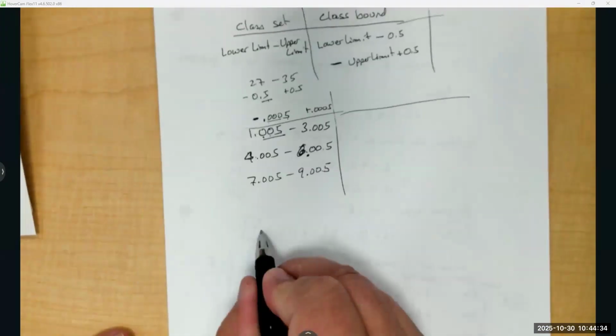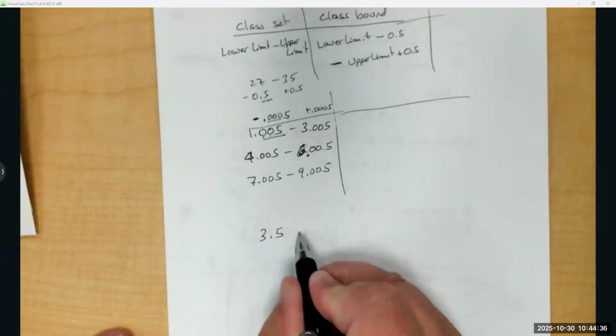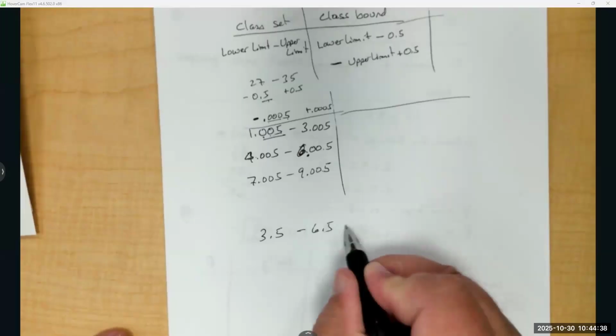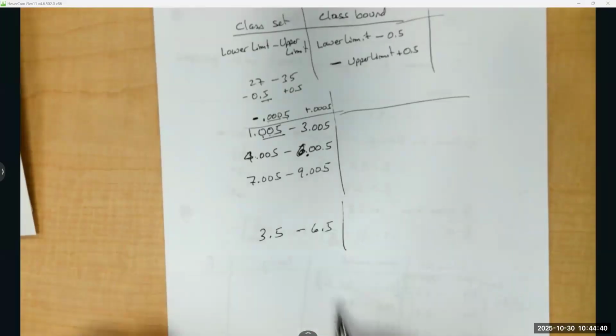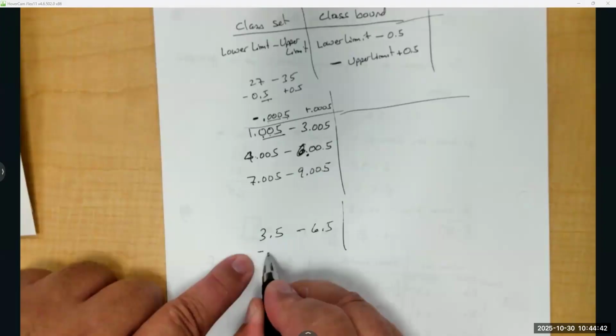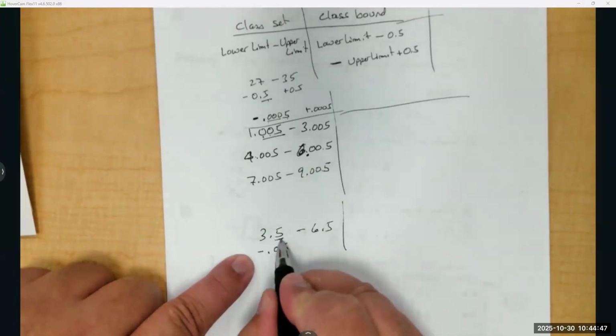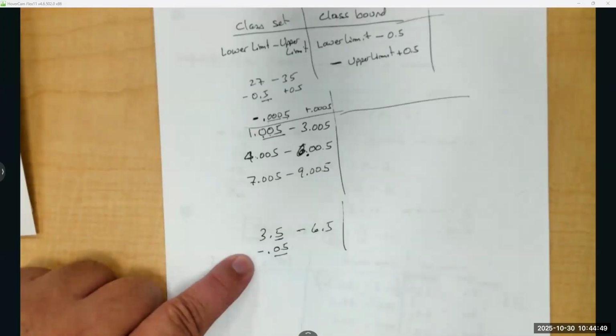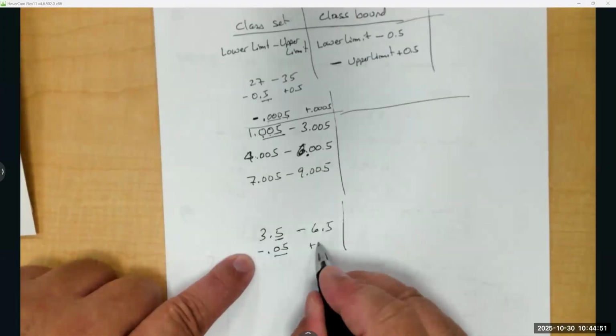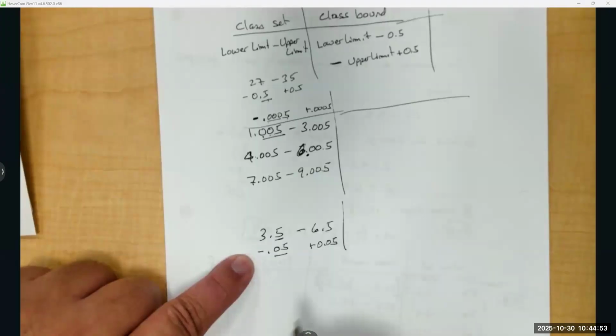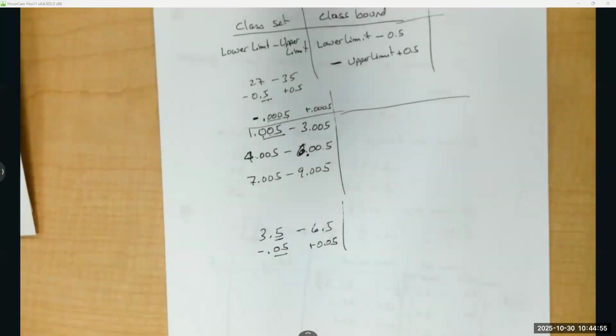If it has 3.5 to 6.5, here I would subtract 0.05 now. Since it's 1 decimal place, I need 2 decimal places here. Am I making sense there?